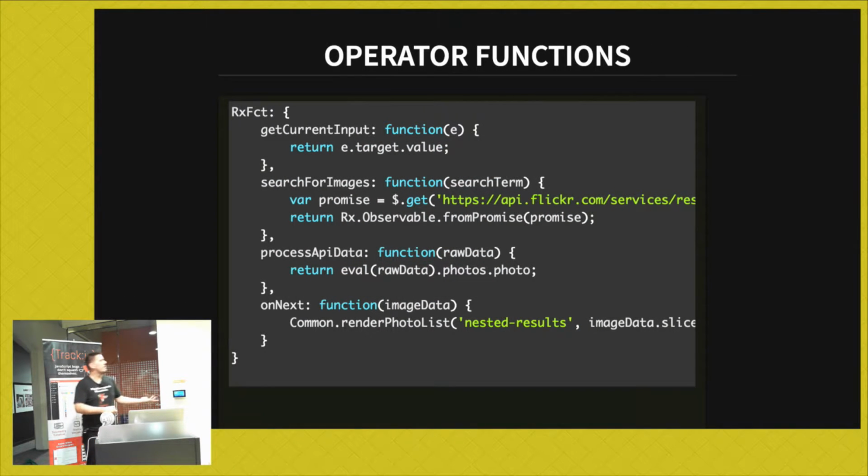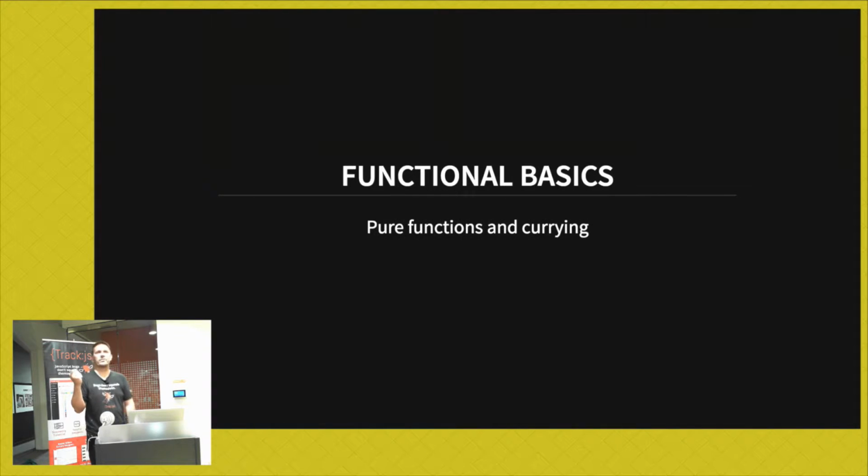And here are the methods that I've been calling, and I'm showing you these just to see how really simple they are. Especially two I'm going to get to later, which are getCurrentInput and onNext. And there's two differences that I'm going to use to explain some functional basics. In particular, pure functions and currying. Everybody know what that is? And I can skip that section?